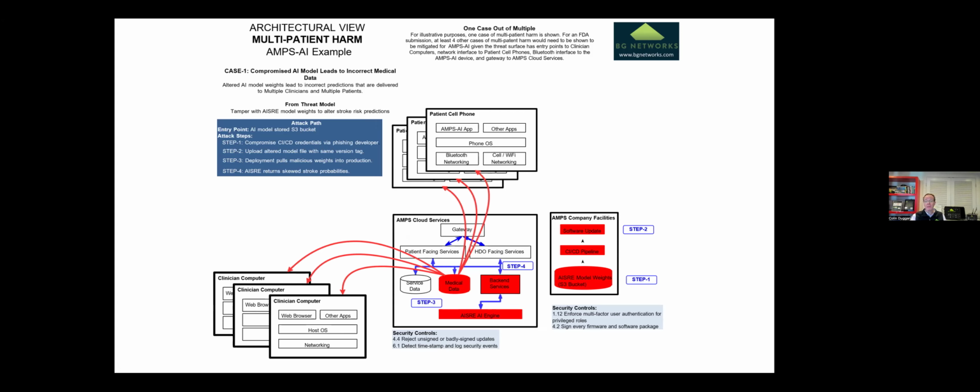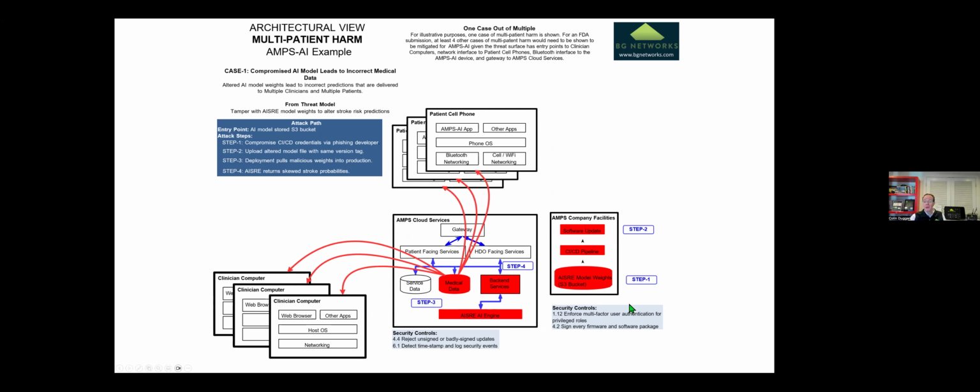bad results because the model weights have been changed, and it's distributing bad results to multiple clinicians, and it's distributing bad results to multiple patients. So it's really kind of an example of multi-patient harm. And you can start to see the security controls that we have in place.